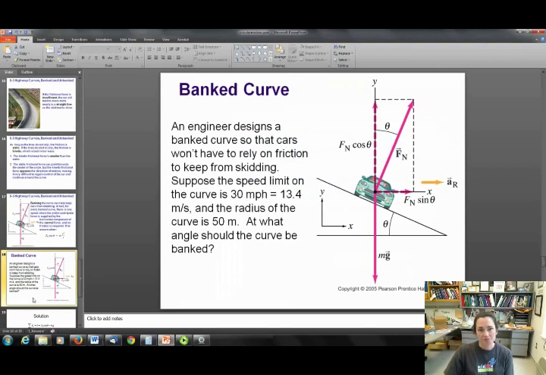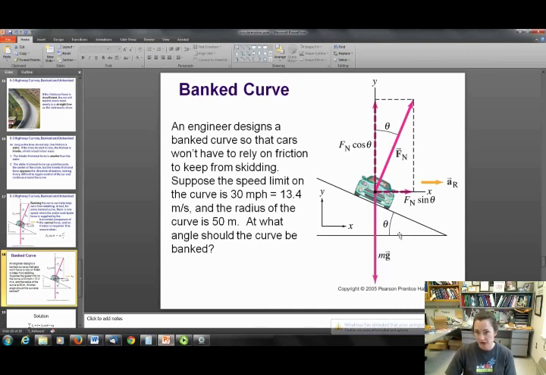All right, so let's do a banked curve problem so you can see a little better what I'm talking about. An engineer designs a banked curve so that cars won't have to rely on friction to keep from skidding. Suppose the speed limit on the curve is 30 miles per hour, okay? And if you do the conversion, that translates to 13.4 meters per second. And let's also assume that the radius of the curve is 50 meters. So at what angle should your curve be banked?